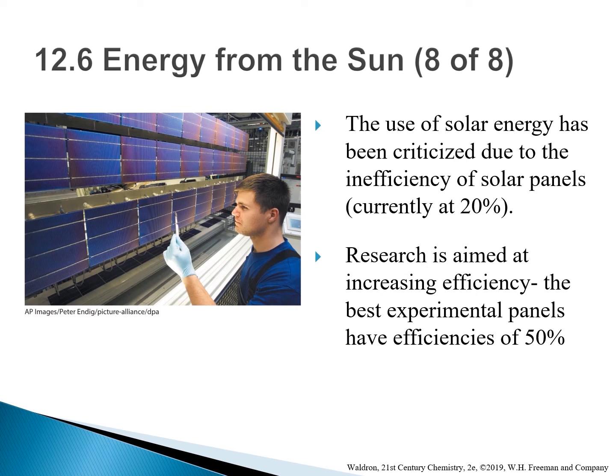One common criticism of solar power is the inefficiency of solar panels. The best commercially available solar panels convert about 20% of the light that shines on them into electrical energy. Currently, a massive research effort is aimed at increasing the efficiency of solar panels, and the best experimental panels now have efficiencies of more than 50%. As efficiencies increase, homes and buildings in more and more places on Earth will be able to use solar energy as a sole source of electricity.